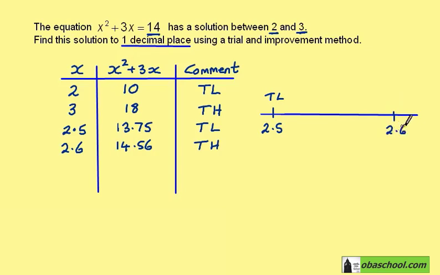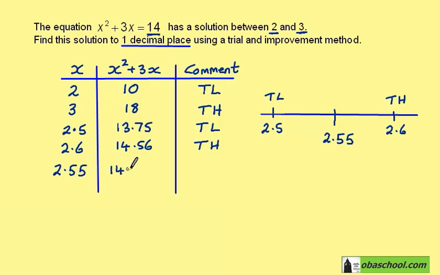2.5 was too low and 2.6 was too high. If we look at halfway, which is 2.55, if this proved to be too high, the answer would be in this region, closer to 2.5. If 2.55 were too low, the answer would be in this region, closer to 2.6. What we have to do is check 2.55.